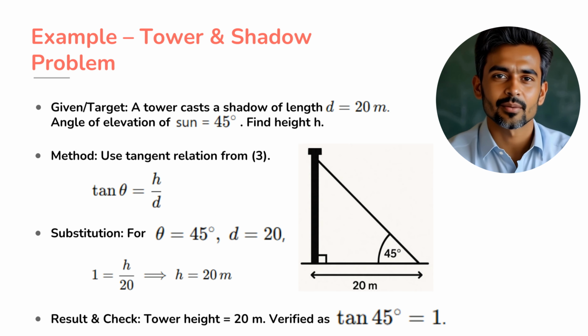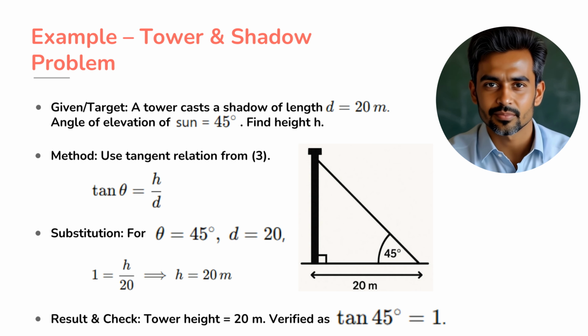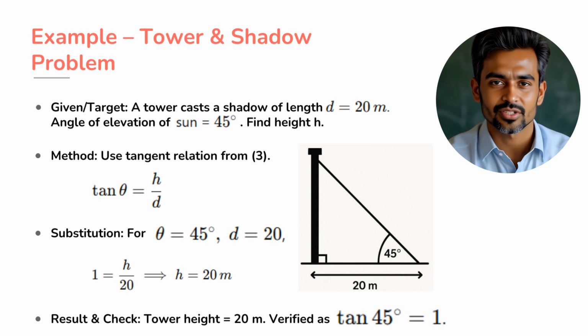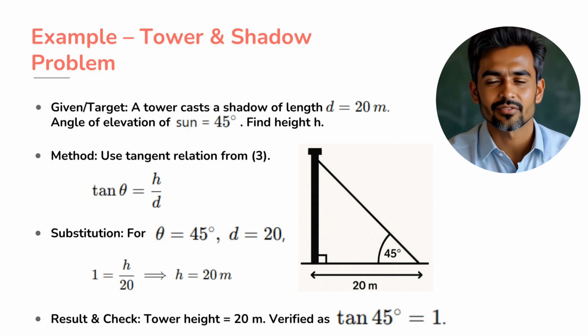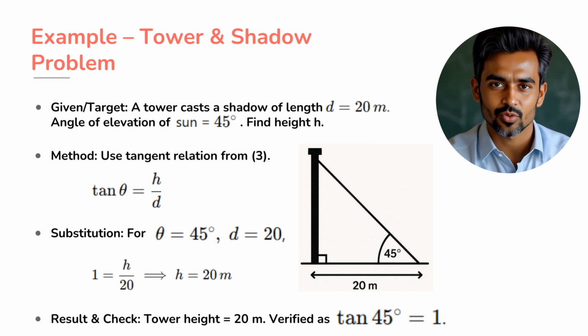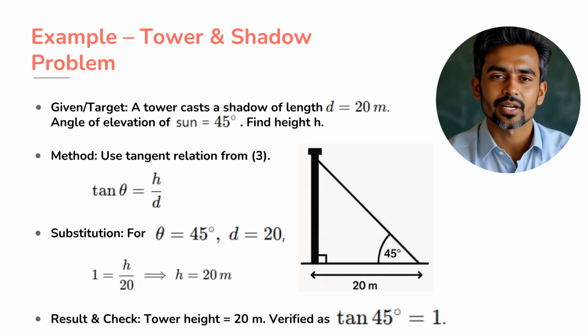Let's solve a quick example together. Suppose a tower casts a shadow of 20 meters and the angle of elevation of the sun is 45 degrees. How tall is the tower? We use the formula tan theta equals h over d, substituting values, tangent of 45 degrees equals h over 20. But tangent 45 equals 1. So, 1 equals h over 20, which means h equals 20 meters. The height of the tower is exactly 20 meters. A neat result, and it checks out because whenever the angle is 45 degrees, the height and shadow length are equal.